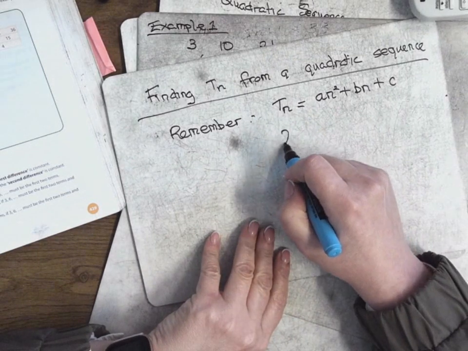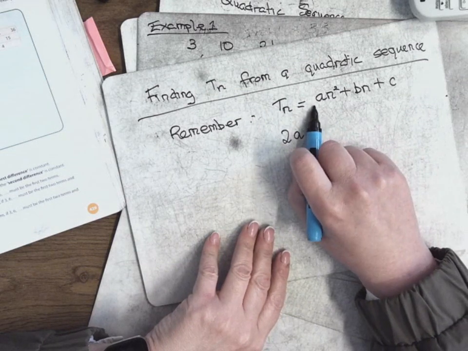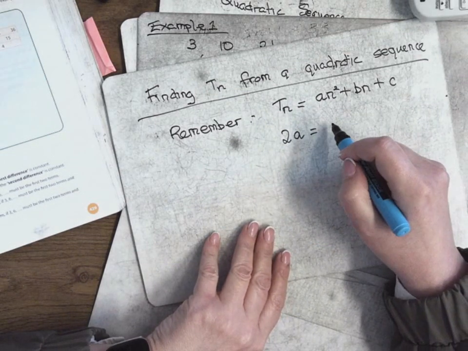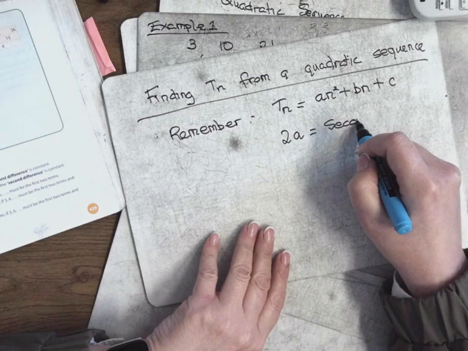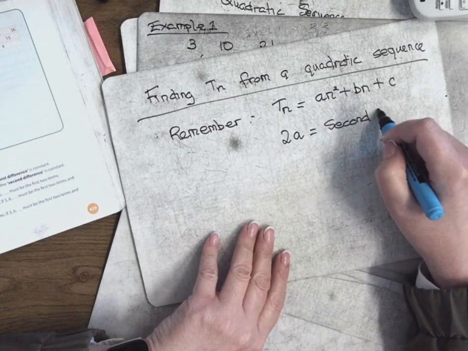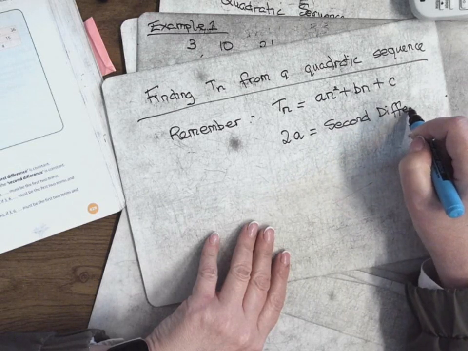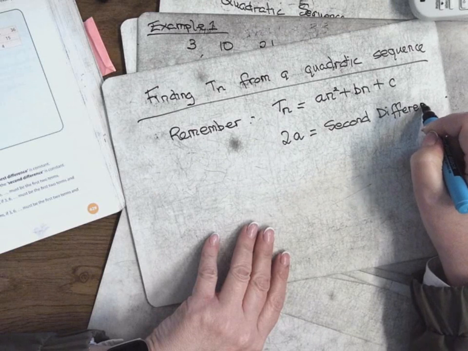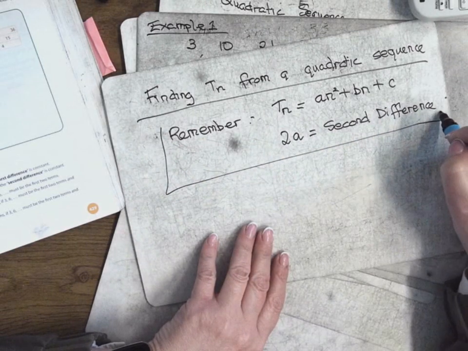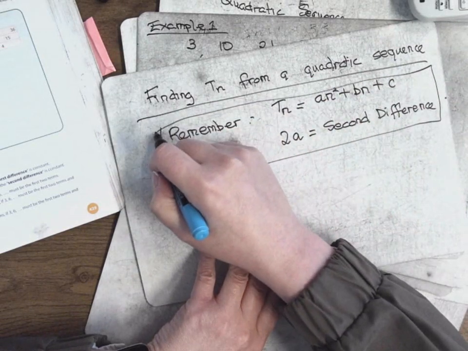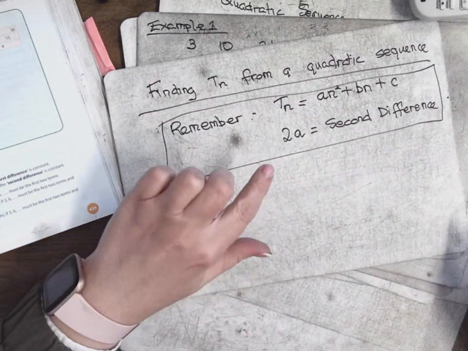And the second thing you need to remember is 2 times a. So twice that number. So 2 times a is equal to the second difference. Now, these are facts that are not going to jump into your head. You need to put them there, because this is hard. These ones are hard, but they're on the course, so we have to be able to do them. So you need to remember those two facts.